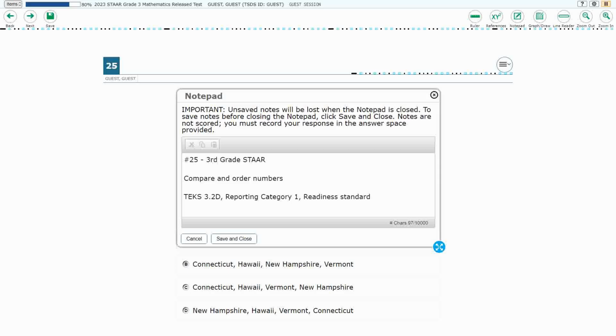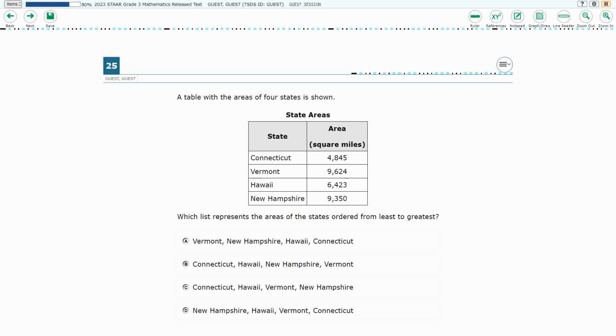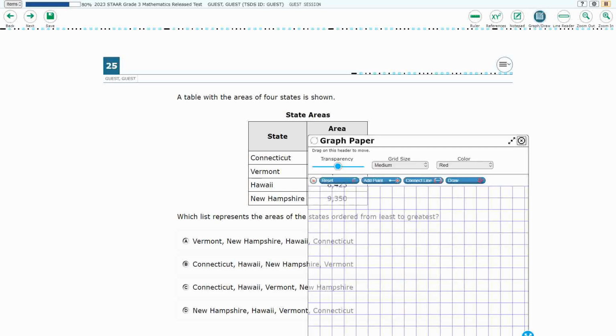For number 25, we are comparing and ordering numbers. This is a readiness standard, TEKS 3.2D, in reporting category 1. So we've got a table here. We need to represent these states on a list in order from least to greatest.